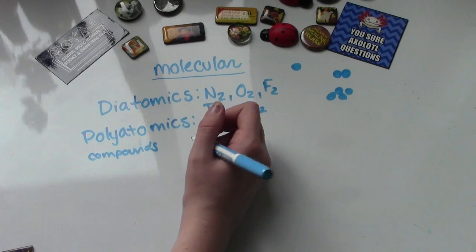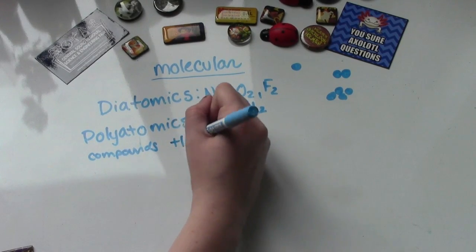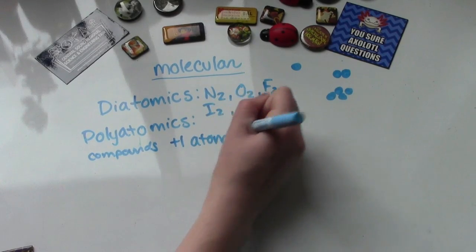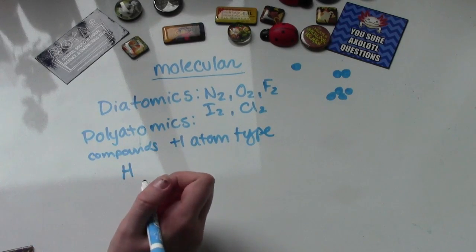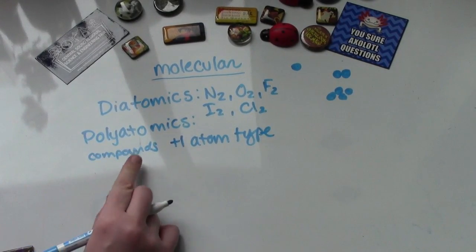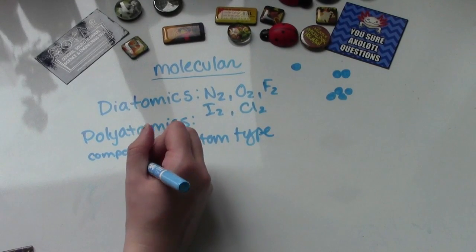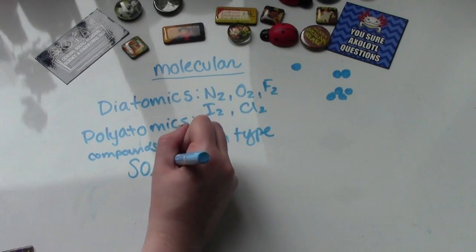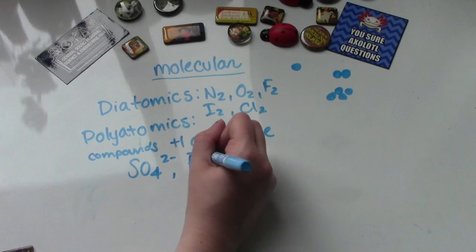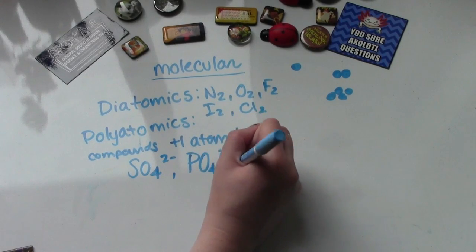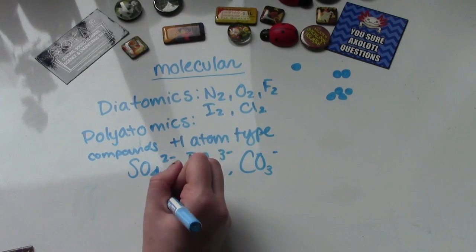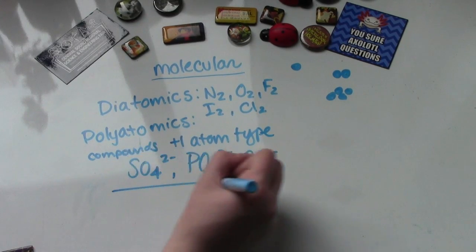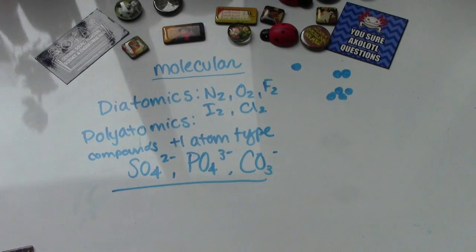Polyatomics really include more than one atom type. So it could be, not H, H would make it into an acid. You could do SO4 2-, which is sulfate. Phosphate, 3-. Carbonate. You could do a bunch of other things too, and they all have some sort of charge on them. So those are our polyatomics and our diatomics.